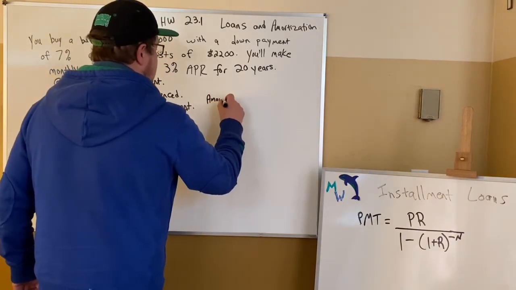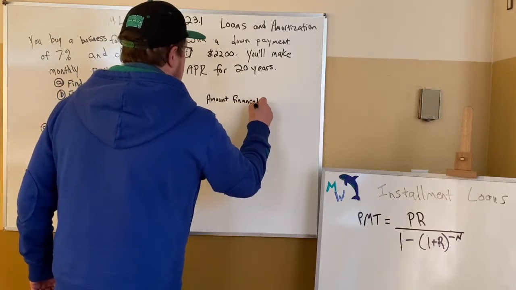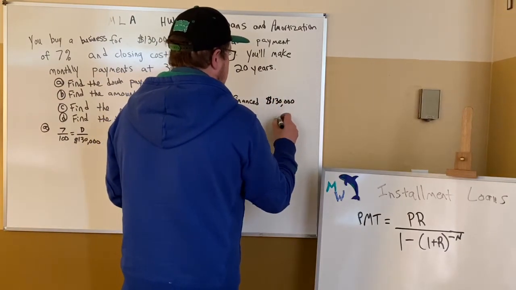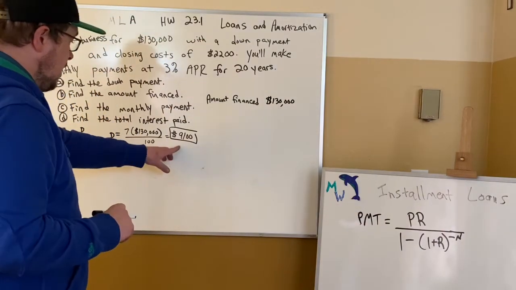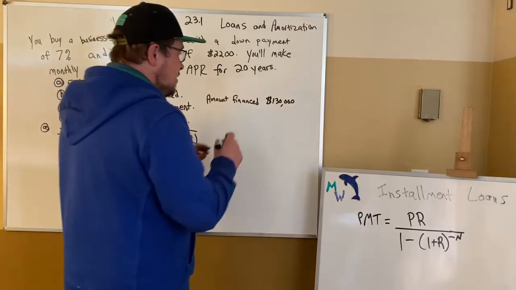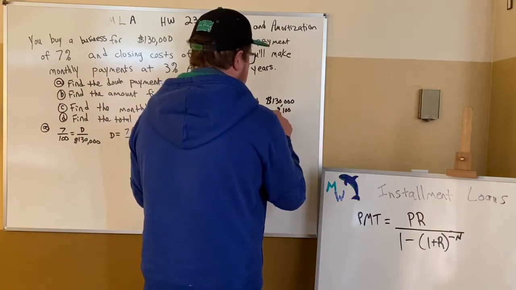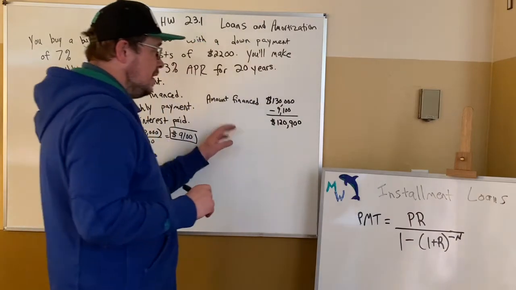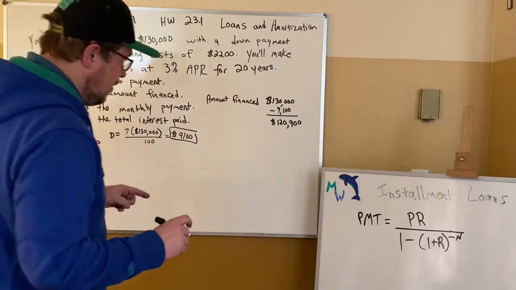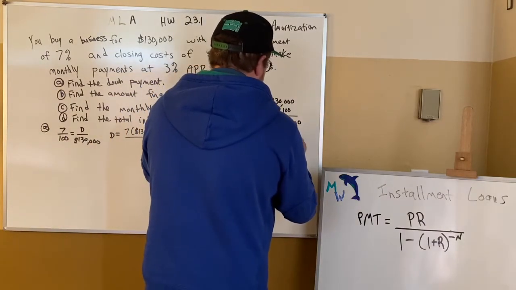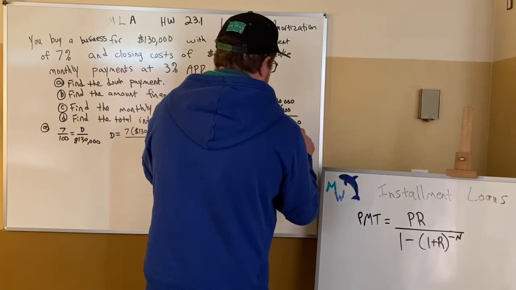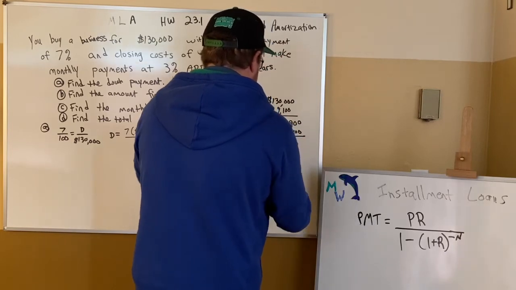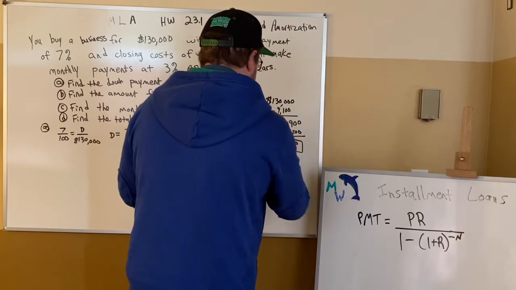Amount financed has two things going on besides the price. Price of 130,000 and you're going to pay $9,100 down payment. That means you're going to owe less by this $9,100. That put you at $120,900 if there were no closing costs. Now, closing costs mean you're going to owe more. Closing costs are given to you as this direct dollar amount of $2,200. You wind up at $123,100. And this is going to be the amount of principal to start the loan.